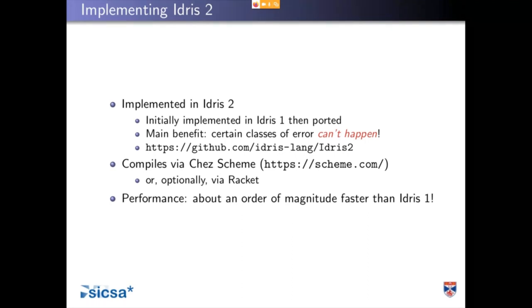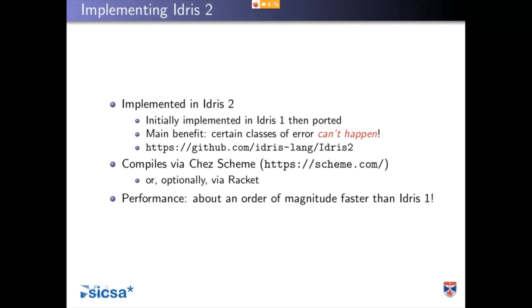Firstly, the compiler is rather different in Idris 2. So if you've installed it, you'll notice that you need either Chez Scheme or Racket. So Idris 1 compiled via C in a C runtime that I wrote because there was a point where I fancied myself as capable of writing a runtime system. It turns out if you want good performance, it's much better to take a runtime system that has been worked on for decades by specialists.